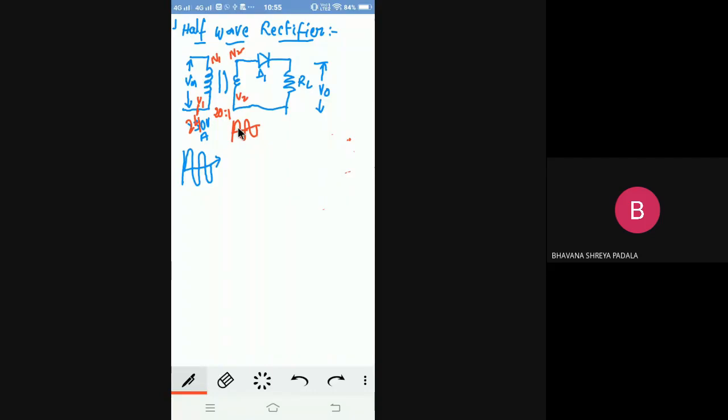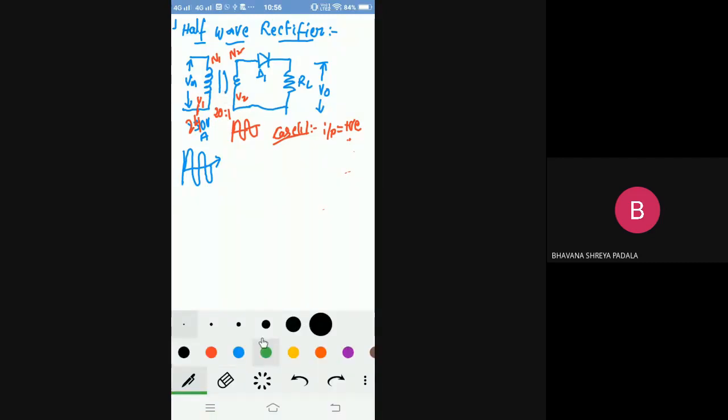Now let us consider case 1. My input is equal to the positive half cycle. Here I have an AC signal, which has both positive and negative half cycles. So let us consider initially my input is the positive half cycle.